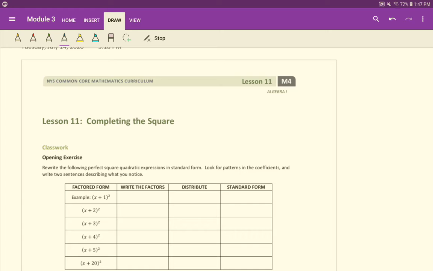If you don't already, please make sure you get your notes out in front of you, your student notes that your teacher should have provided you in a PDF form or maybe a printed form too. So we're going to look at completing the square.